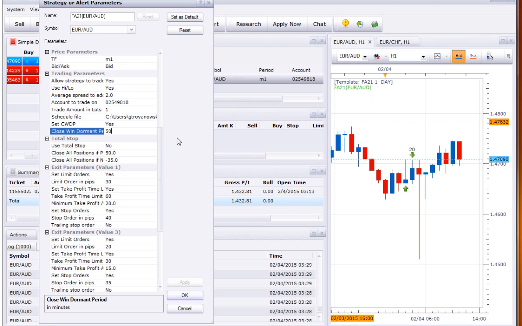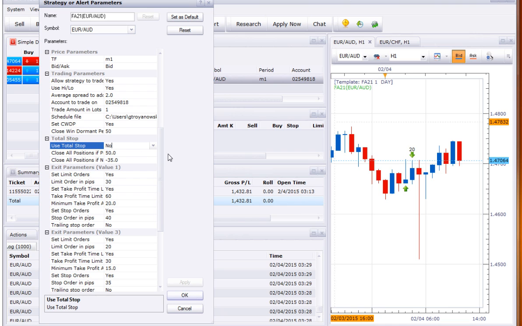But it gives time for the market to settle, so you don't get caught up in multiple executions and running into a situation where a second or third trade eliminates your profit. So that's an important feature.